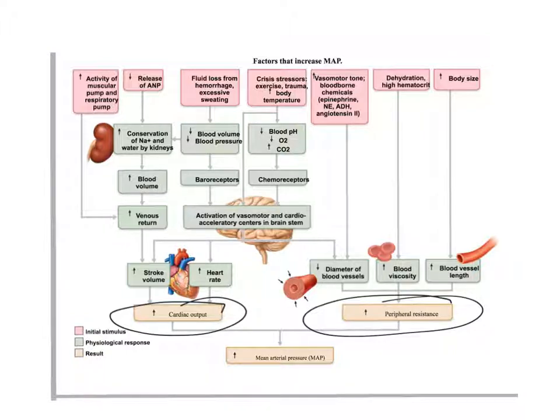Then you have ANP, you have fluid loss, crisis stressors. All of these are stimuli. Then these in green are the response, and then in yellow is the result. Right? Increased cardiac output, increase peripheral resistance. Eventually, you're going to increase mean arterial pressure, overall blood pressure. All right? So I'll put those two on there so you can kind of go through where things are. Everything we talked about in both neural and hormonal control are on these two slides. Okay? Questions?